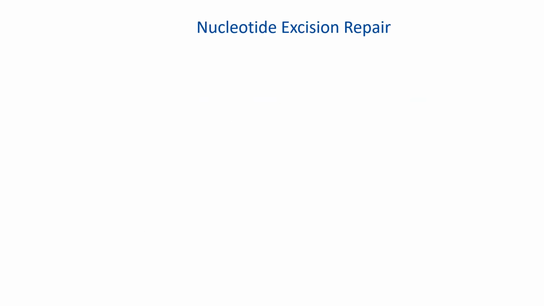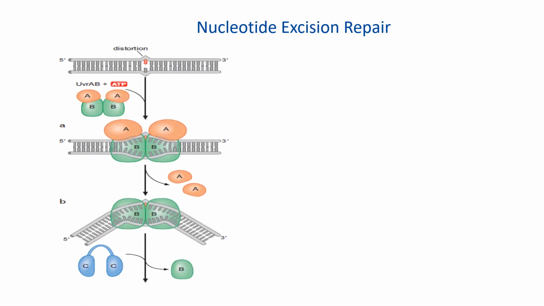Earlier it was just the excision of the base, but here we are going to discuss the nucleotide excision repair. In this case, we have certain proteins which are involved. We have four major proteins which play a very significant role in the nucleotide excision repair: UVRA, UVRB, UVRC, and UVRD.